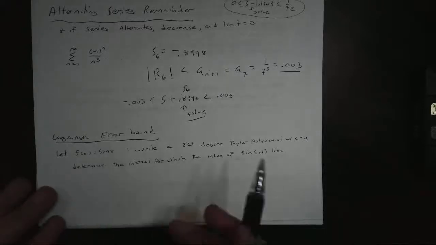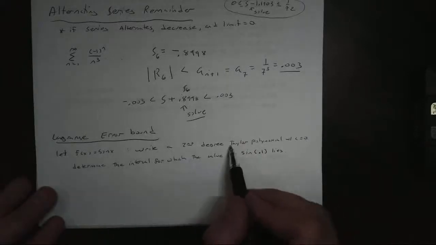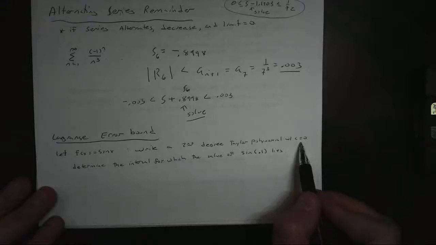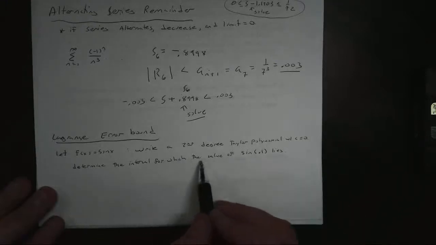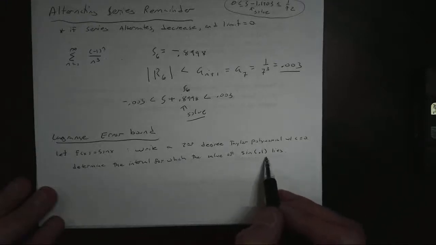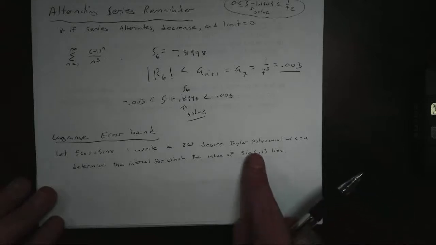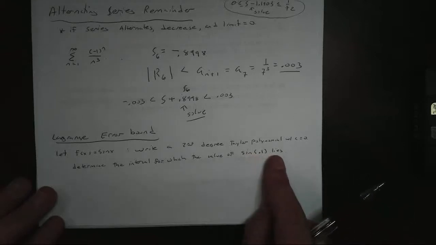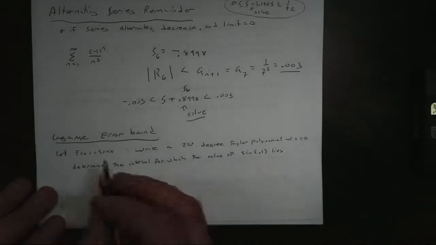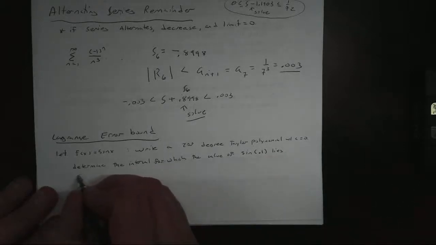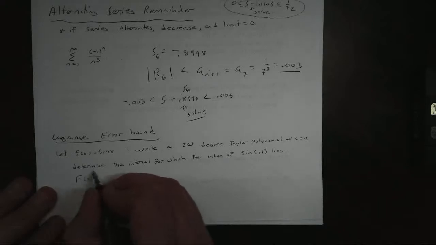Let f of x equal sine of x. And we want to write a second degree Taylor polynomial with center 0. Determine the interval for which the value of sine of 0.1 will lie. So we want to approximate sine of 0.1, and we want to find the interval for which it lies. So basically what we do is we have to use our derivatives. I'm going to use the old-fashioned way.